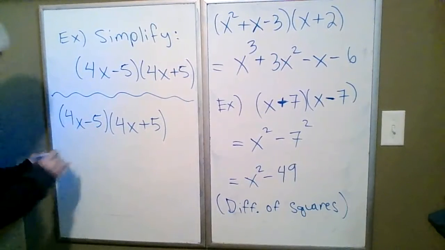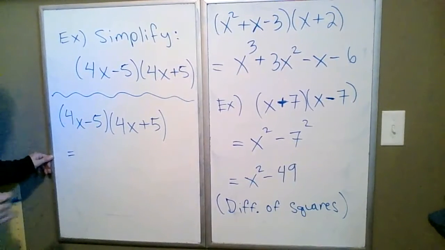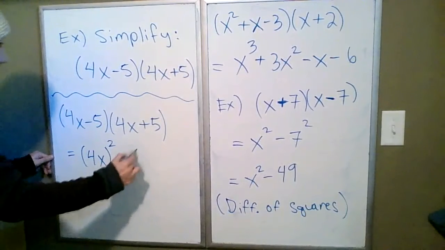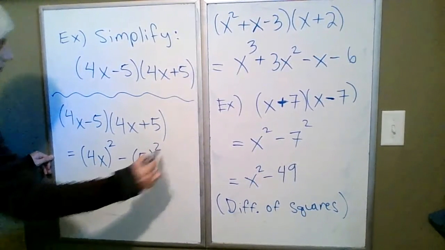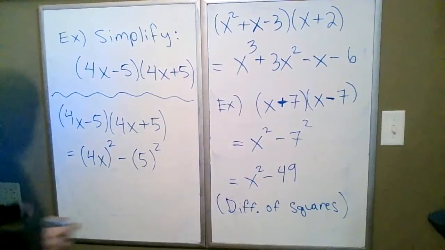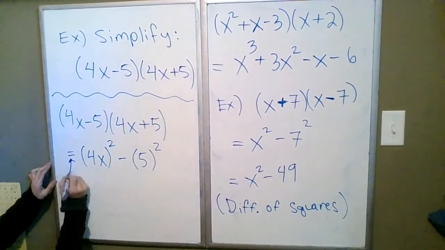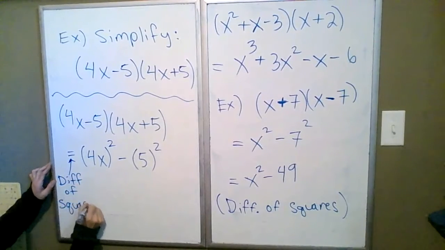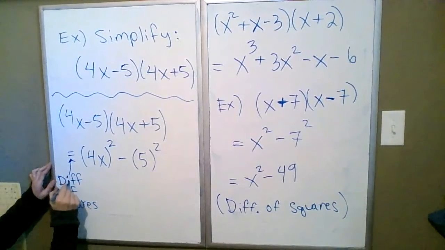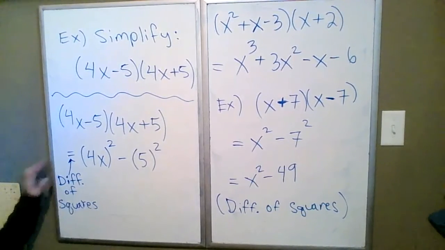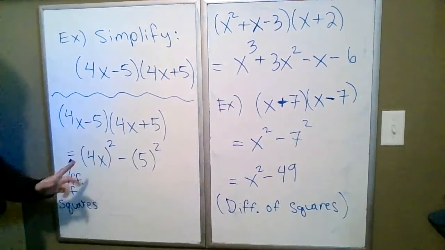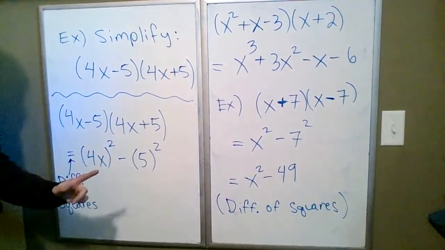You take the first term, square it, and then subtract the second term squared. So you need to square 4x minus 5 squared. And that comes from the difference of squares. All right, and then 4 gets squared and x gets squared. So this is 16x squared minus 25.